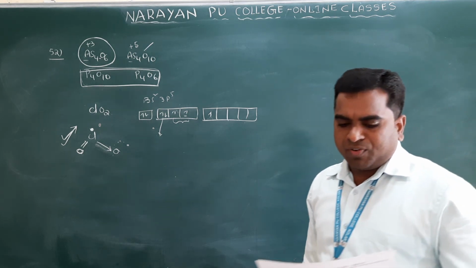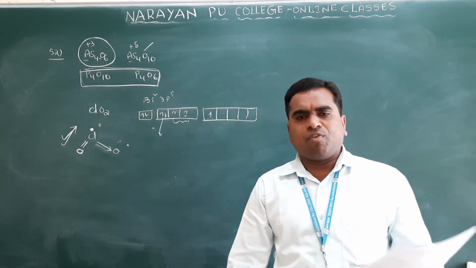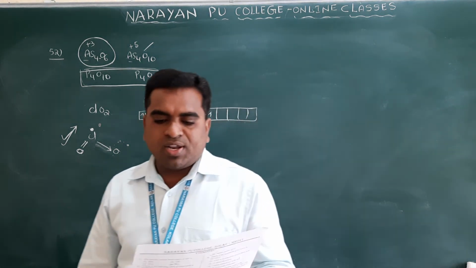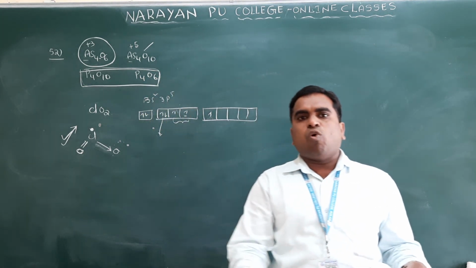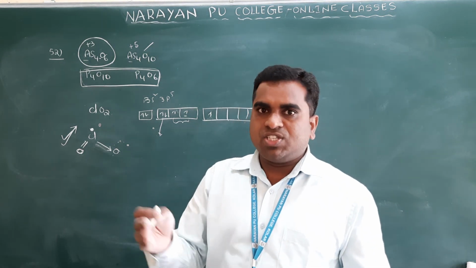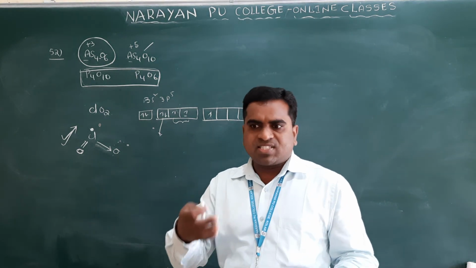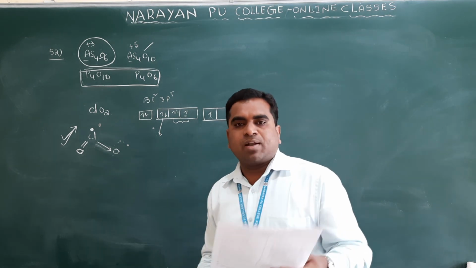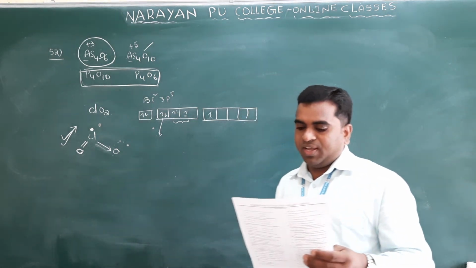Next one. 54, direct question. Which of the following statements is false? Radon is obtained from the decay of radium. That is correct only. Helium is an inert gas. Xenon is most reactive among the rare gases. Correct only, because xenon only forms compounds among the noble gases. Xenon difluoride, xenon tetrafluoride, xenon hexafluoride, XeO3 and all. The most abundant rare gas found in the atmosphere is helium. Wrong it is. Which one? Argon. So option 4 is wrong.